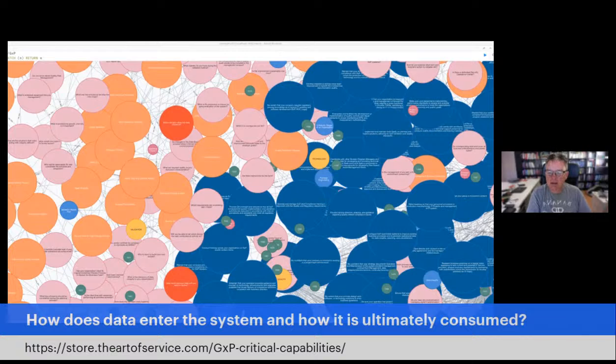What you're seeing is a lot of colorful dots. The colorful dots mean the following. The big blue dots, those are the critical capabilities. So those are the activities that we really need to be focusing on when we deal with GXP, when we want to roll out and cover GXP. These are the activities we need to focus on. We also have orange dots like here.